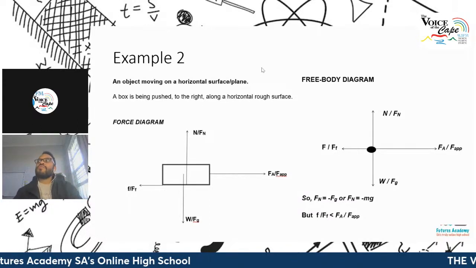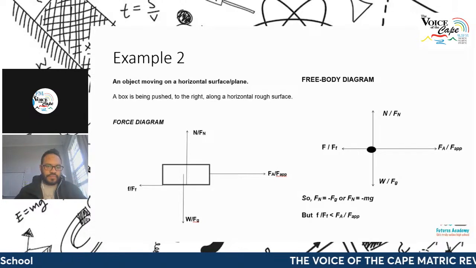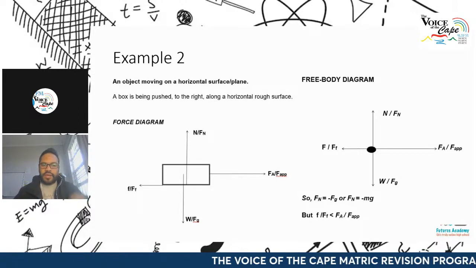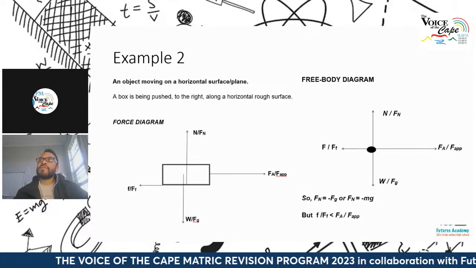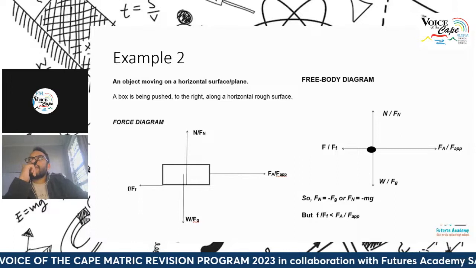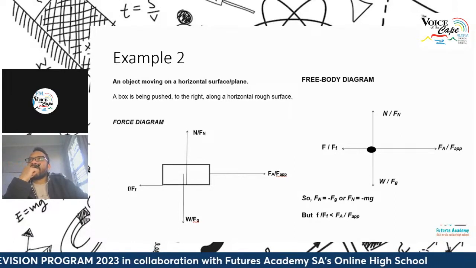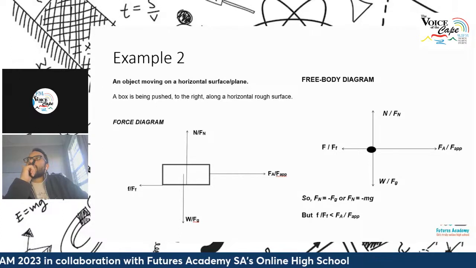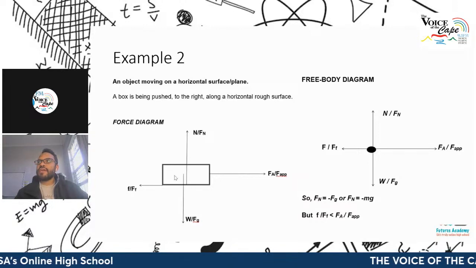I've got an object moving on a horizontal surface or a horizontal plane. A box is being pushed to the right along a horizontal rough surface. So here's our box. We see the box over there.